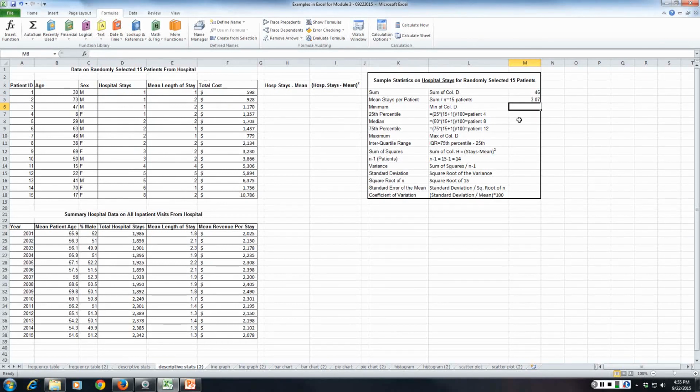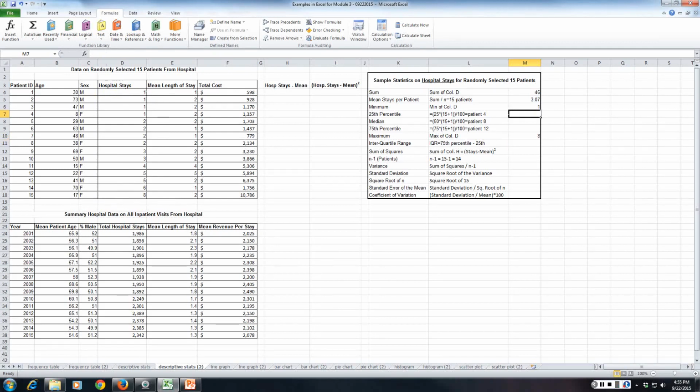If we want to know the minimum stays, you can see just by eyeballing the data here that the minimum number of stays is 1. I'll also show you a trick. You can let Excel tell you the minimum through this min function. You just have to tell it which column you want to look at. In this case, we want to look at, again, the column with the hospital stays in it. It'll give us what we already know, which is 1. You can do the same thing for the maximum down here. You could eyeball it, and we can tell the maximum's 8, or you could just use this max function. It'll give us the same number.